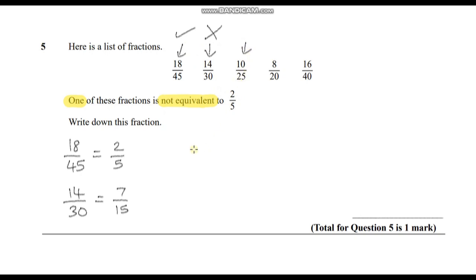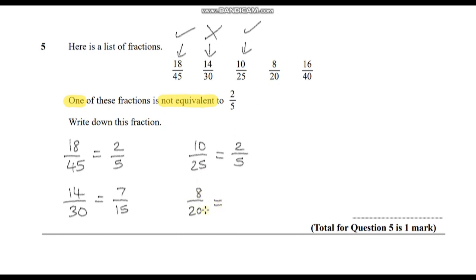So 10 over 25. And actually for these last ones I'm just going to do it without a calculator because it's not too tricky. So I can see that both numbers are divisible by 5. So 10 divided by 5 is 2. 25 divided by 5 is 5. So 2/5. That works.